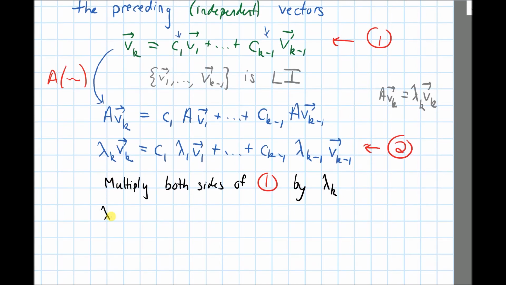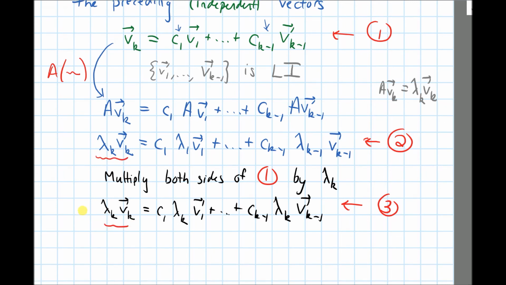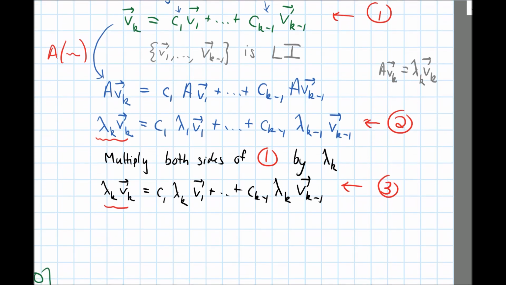So I get lambda k times vk on the left. On the right hand side I'll get c1 lambda k times v1 plus ... plus ck minus 1 lambda k times vk minus 1. And this I'll call equation 3. So what I want to notice is that the left hand side of equation 2 and of equation 3 are exactly the same. So if we subtract them, that left hand side is going to become 0. So I'll do equation 2 minus equation 3, in that order.